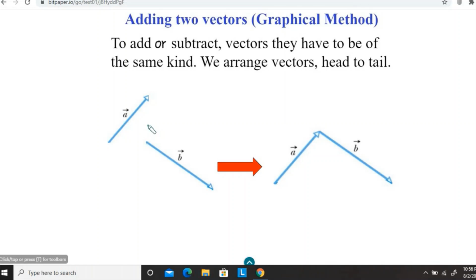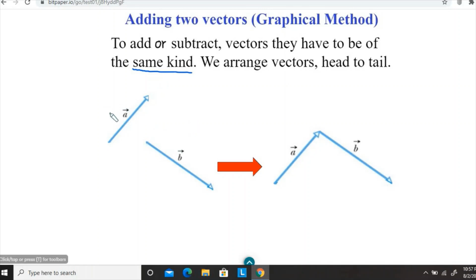Now let's try to use the graphical method to add or subtract vectors so that we end up with the vector sum. One important thing is that when you add or subtract vectors, they should be of the same kind. For example, we can only add or subtract force vectors with force vectors, or displacement vectors with displacement vectors. We cannot add or subtract, for example, force vectors with momentum vectors, or force vectors with velocity vectors. That's not possible. So always remember, the vectors should be of the same kind.